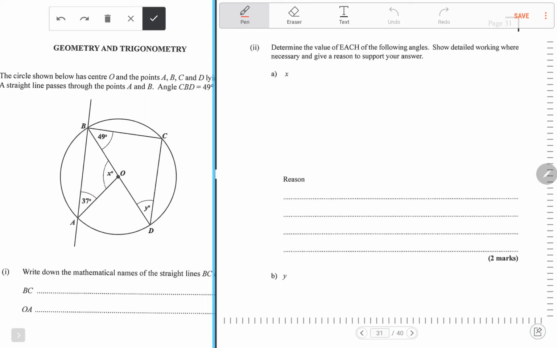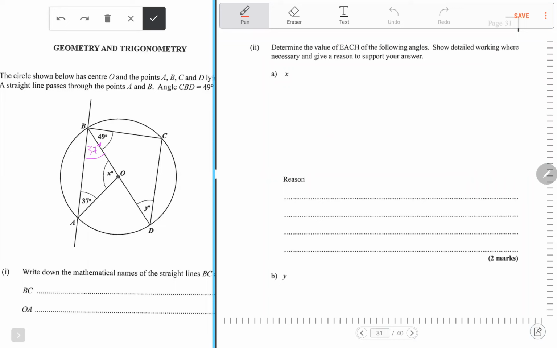Alright, so let's write it. This angle is 37 degrees because it's an isosceles triangle. And if you know one angle in an isosceles triangle, you're blessed. You can find the other two. And then now the total angle in the triangle is 180. And so the x will be equal to 180 degrees minus the sum of those two.